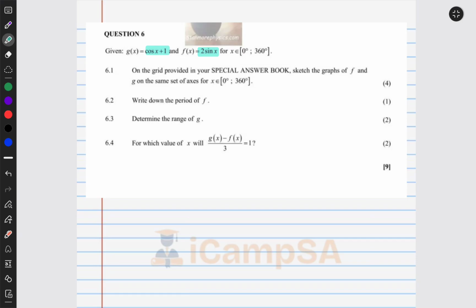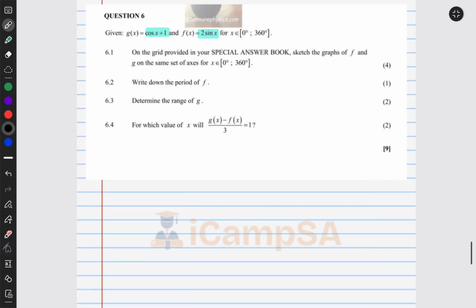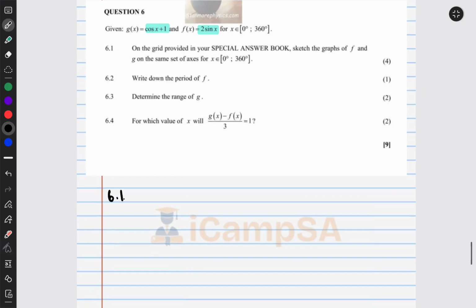So for 6.1, what are we asked to do? On the grid provided, okay, we don't have a grid, we're gonna construct our own. Sketch the graphs of f and g on the same set of axes, for x an element of 0 to 360 degrees. So first things first, we have to sketch the graphs. For 6.1, the easiest way, let's just do a table, so that we can have coordinates that we'll use to sketch our graph.